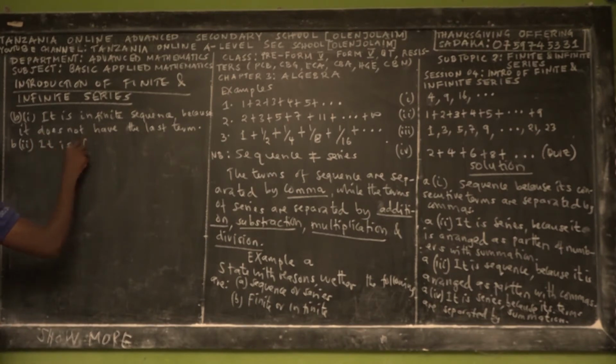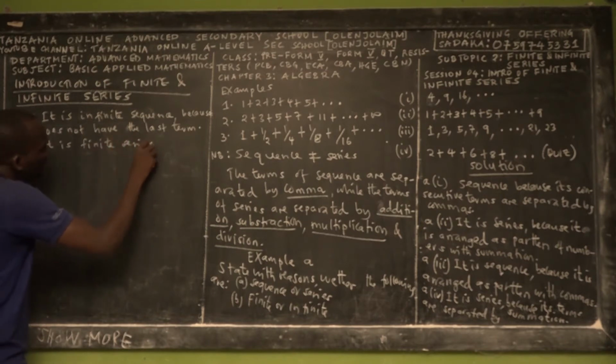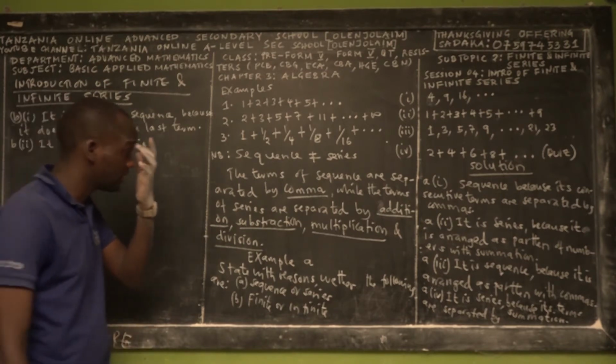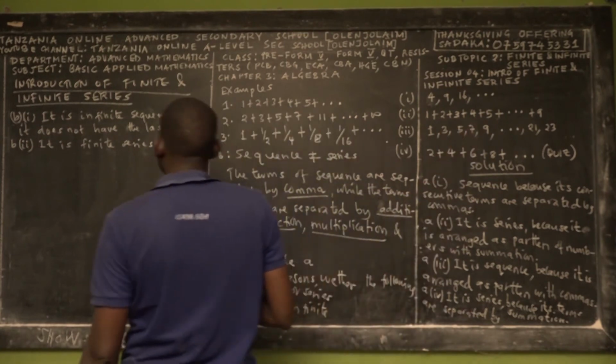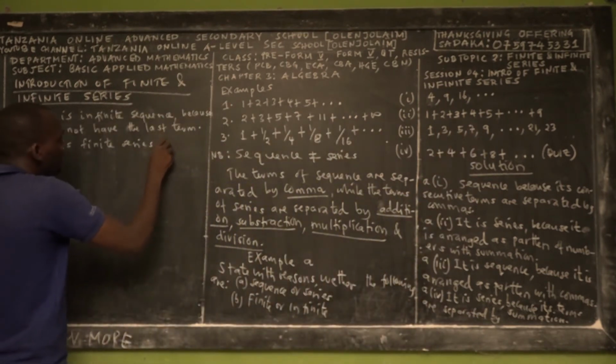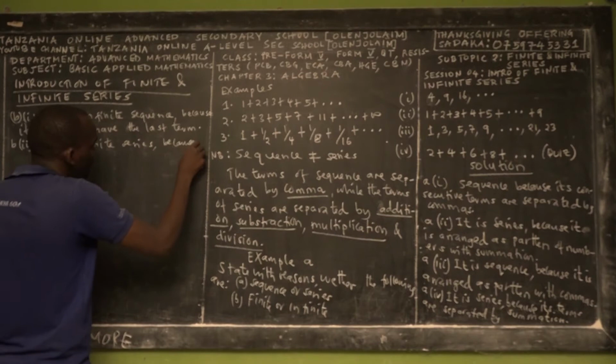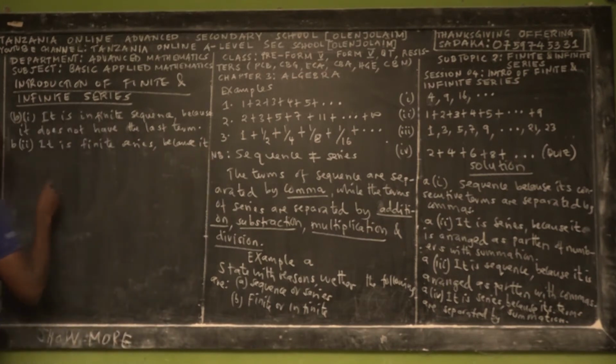It is a finite series. So this is a finite series because there's a last term of 9, because it has a last term.